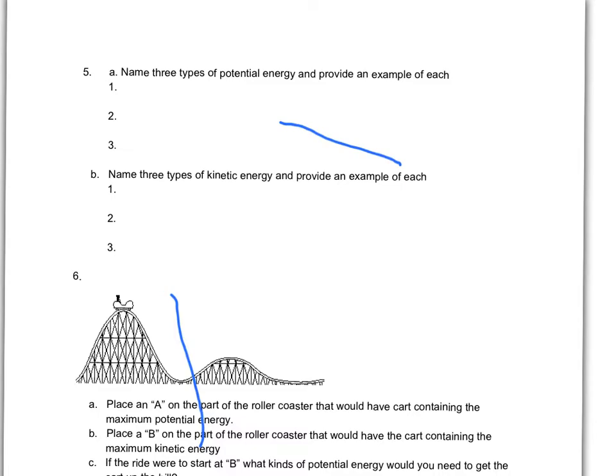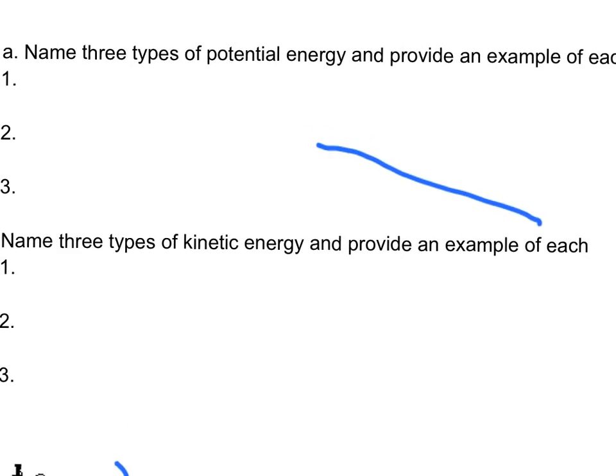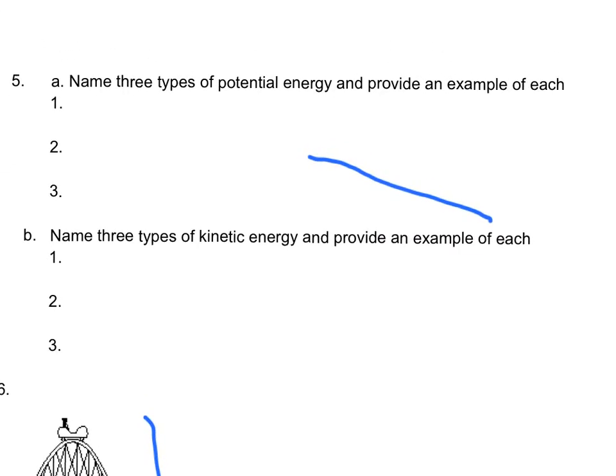Name 3 types of potential energy and provide an example of each. Okay, so let's go with chemical. And we'll go gravitational. And we can say nuclear.